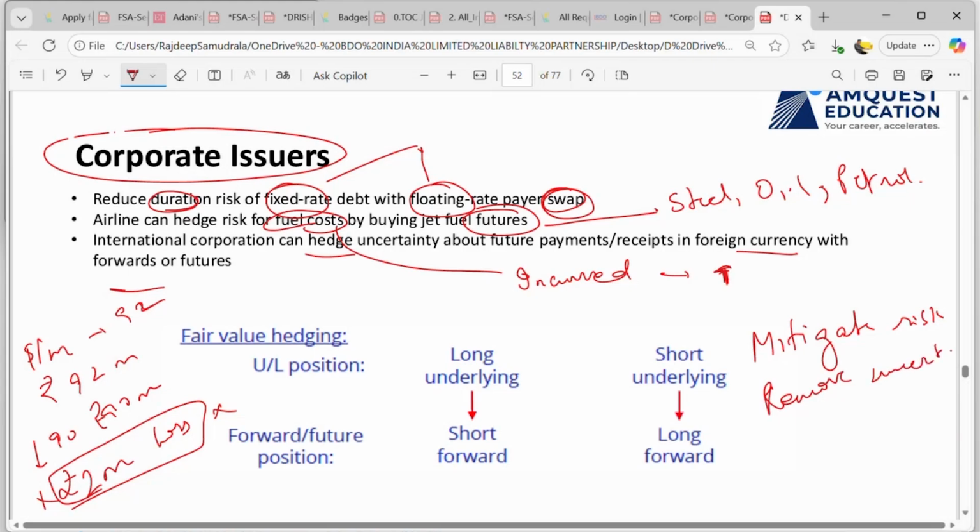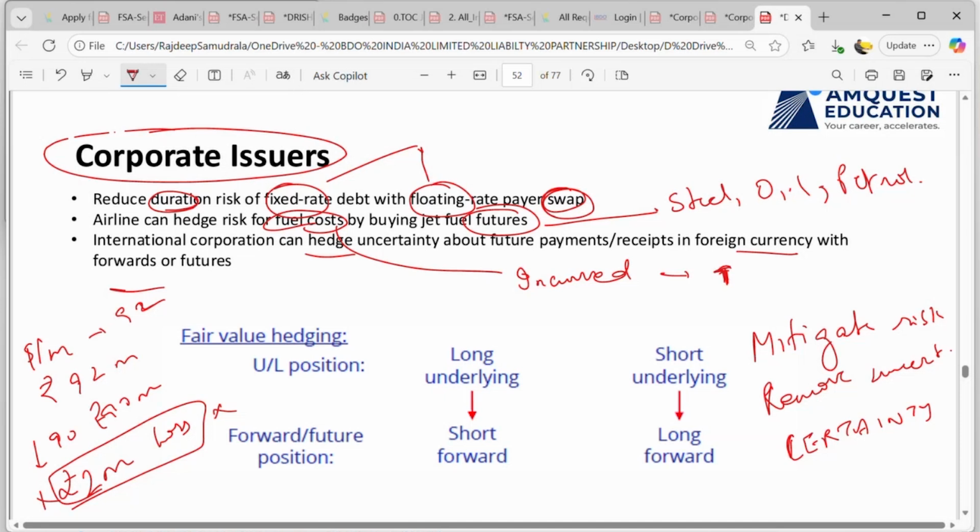Samjha? To remove uncertainty, and I want certainty. This is where it is. So I want to know at what amount my $1 million will be converted. That certainty comes from the world of derivatives. Clear?